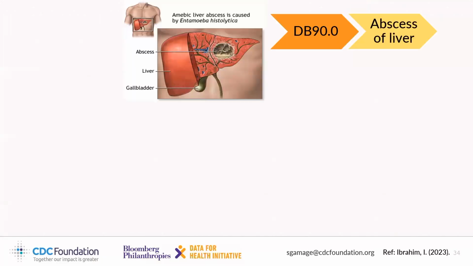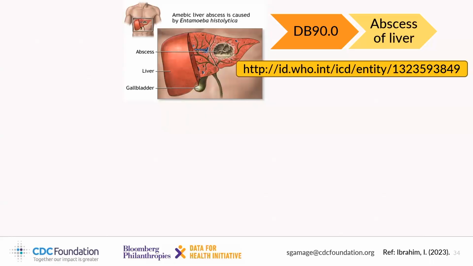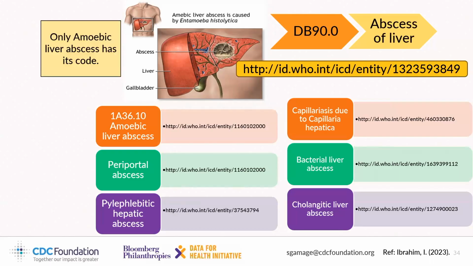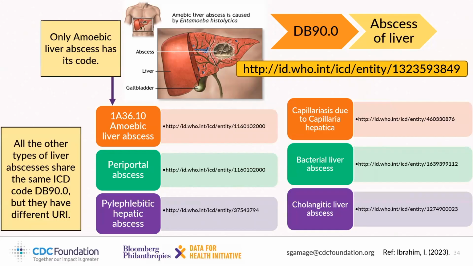Here is another example. Abscess of liver. ICD-11 code is DB90.0. This is the URI, uniform resource identifier. Now, only amoebic liver abscess has its own code, 1A36.10, but all the other types of liver abscesses share the same ICD code DB90.0, but they have different URIs.